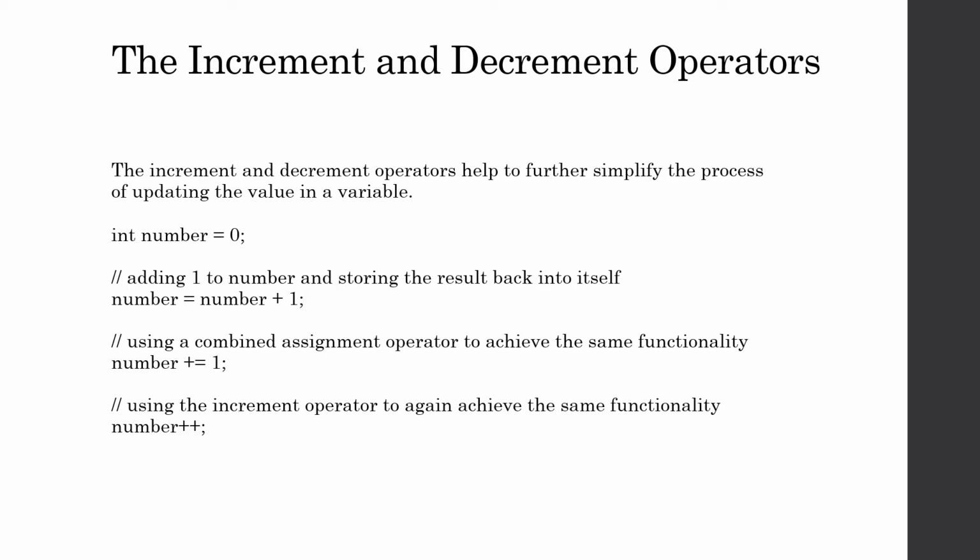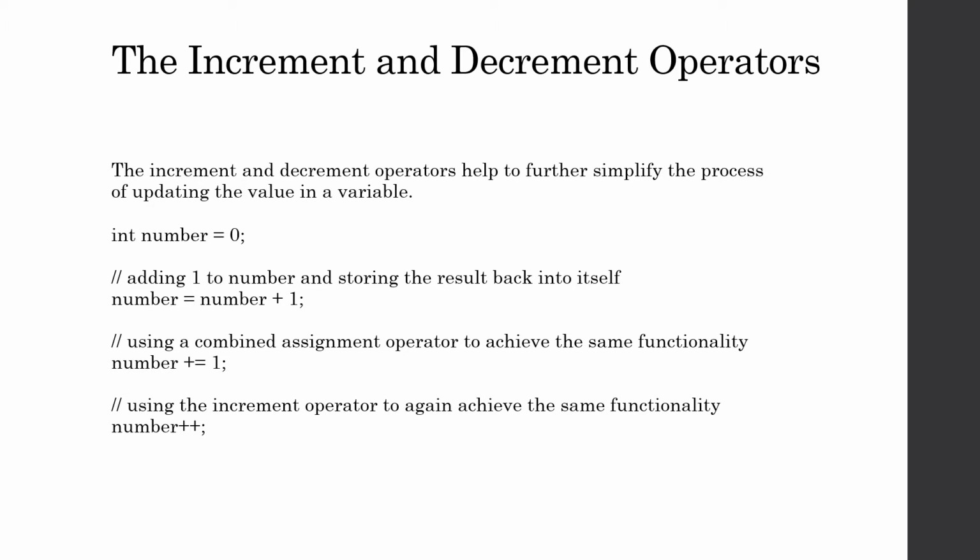So to get started, we're first going to be looking through loops. To start at the very beginning with this, we're first going to need to learn a new operator that we're going to have to make use of pretty heavily when we create loops in our programs. It's going to be the increment and then its counterpart, the decrement operator. The increment and decrement operators help to further simplify the process of updating the value in a variable.